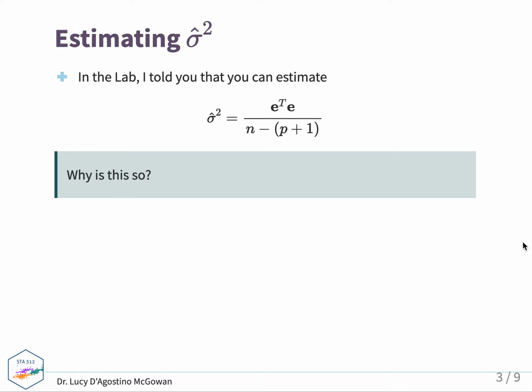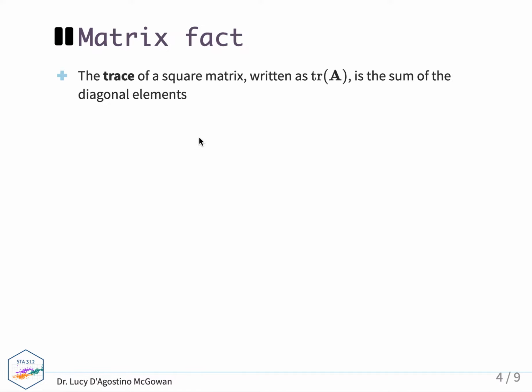So in the lab, I told you that you can estimate sigma hat squared, or the variance of the residuals, using the residuals transpose times the residuals divided by n minus p plus 1, where p is the number of predictors in your model. In the lab, we had 2 predictors, and the plus 1 is because we have an intercept, so we would divide by n minus 3 in that case. So we would be dividing this residual sum of squares by n minus p plus 1. So why is this the case?